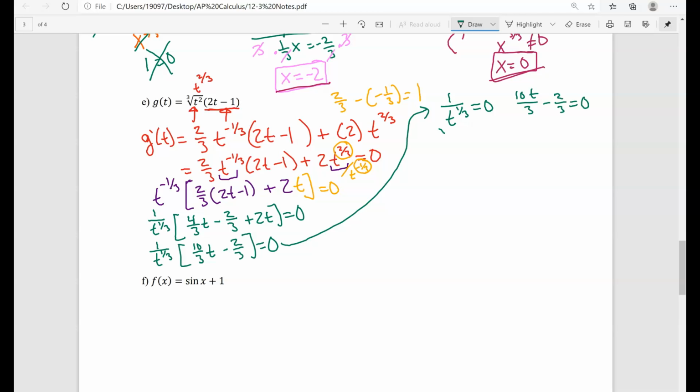So this one, you can easily see that this is going to give me nothing. Okay, nothing's going to happen there, just like how we did in the previous problems. And now I'm going to add the 2/3 over.